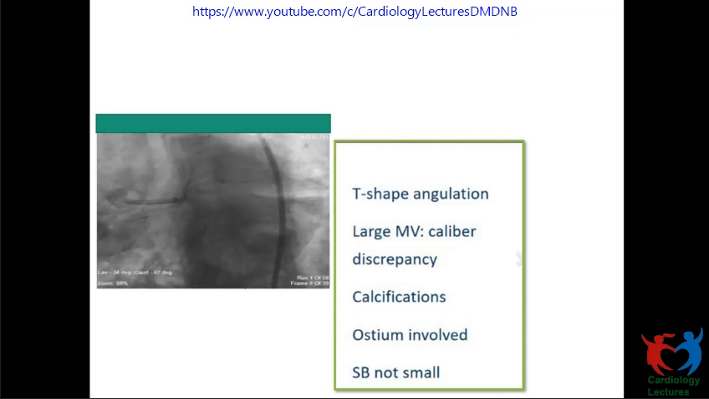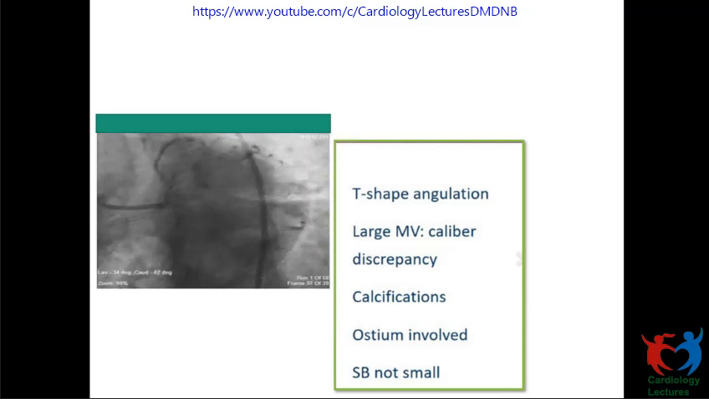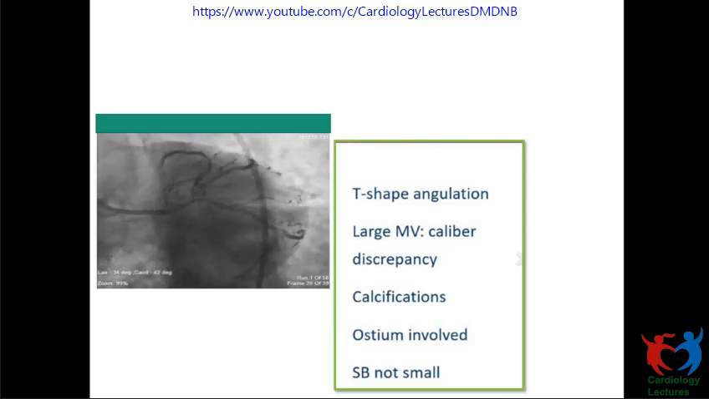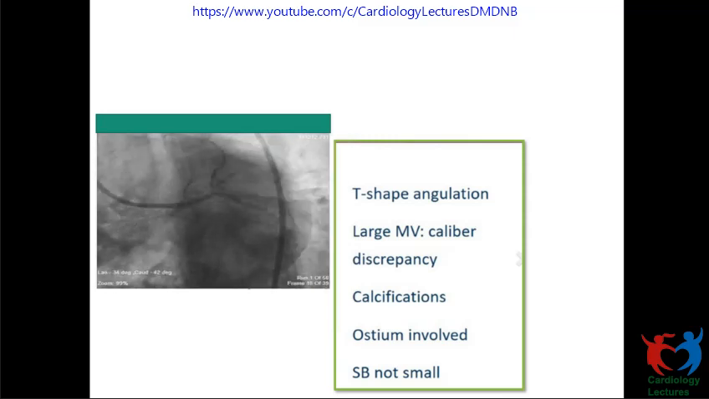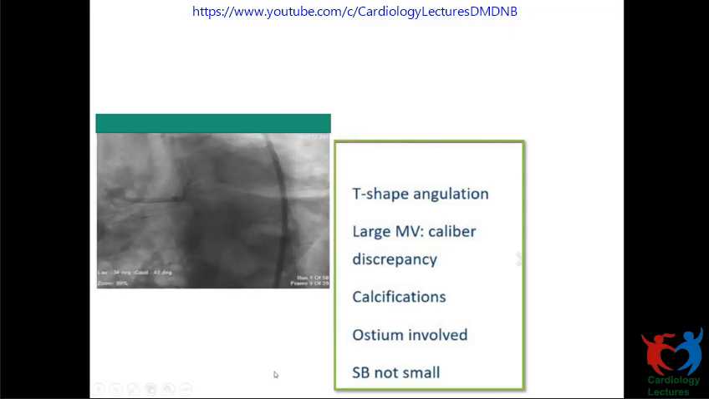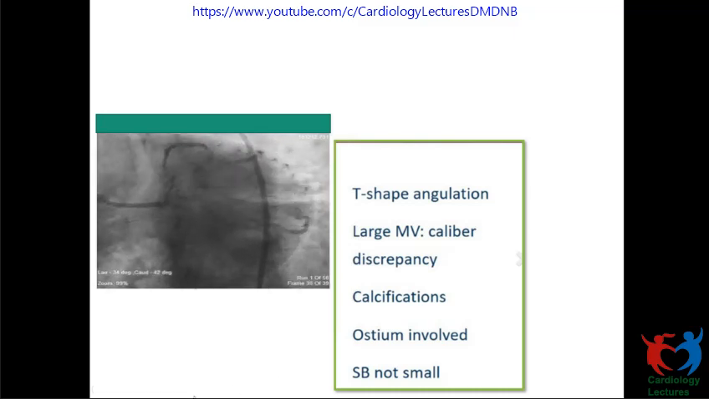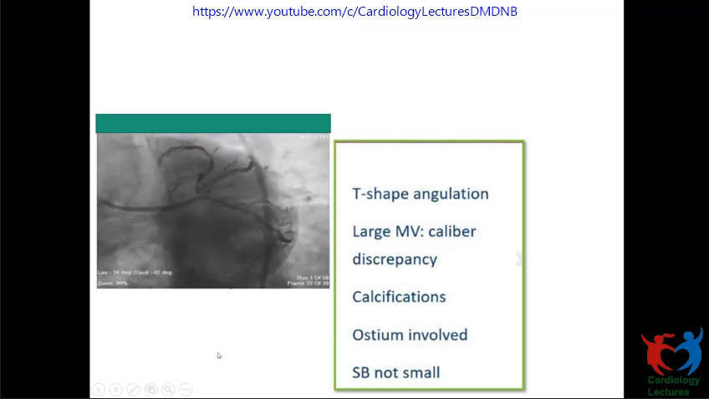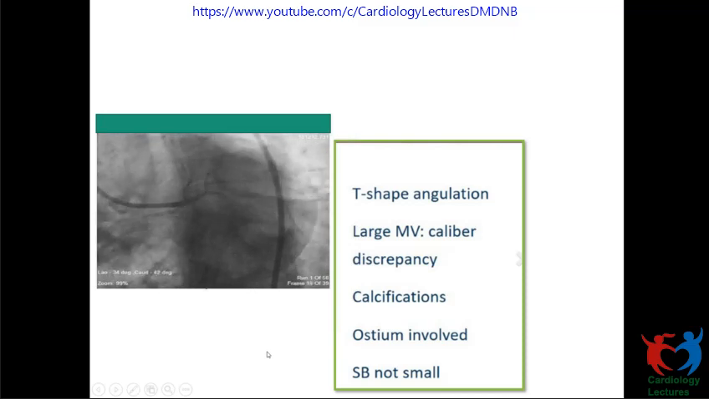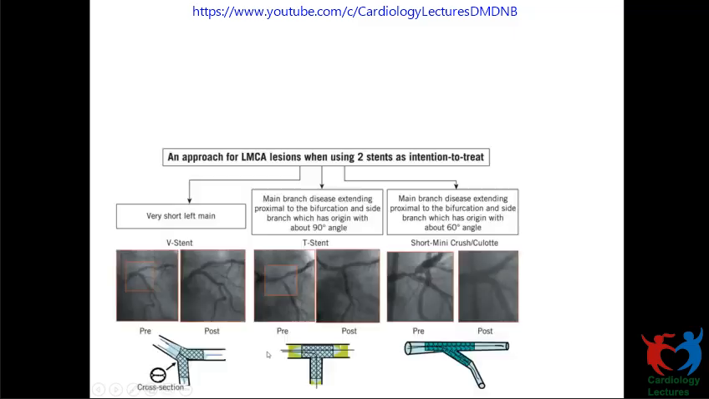So reviewing this angio again, we have almost T-shape angulation. Main vessel is very large, and there is a caliber discrepancy as well. Calcification we are not sure, as on angiograms we can't see it all the time. Ostium is involved, and side branch is not small.